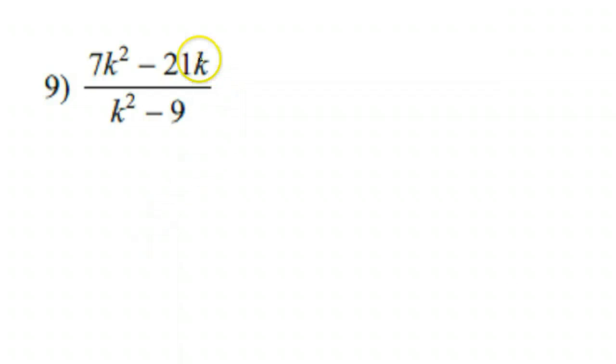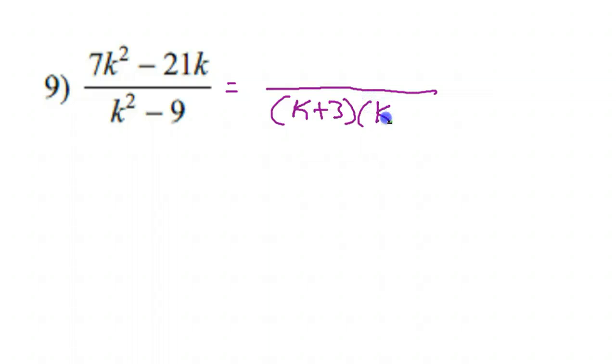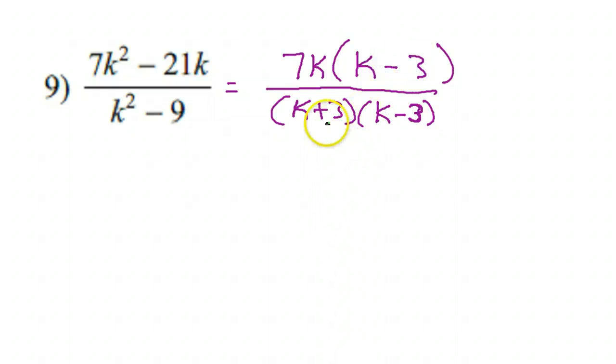All right, we are down to the last couple problems, which is good because I'm starting to lose my voice. This is the difference of two squares. So this is going to factor as k plus 3 times k minus 3. Meanwhile, the numerator has a GCF, a common factor of 7k. That's going to leave behind k minus 3.